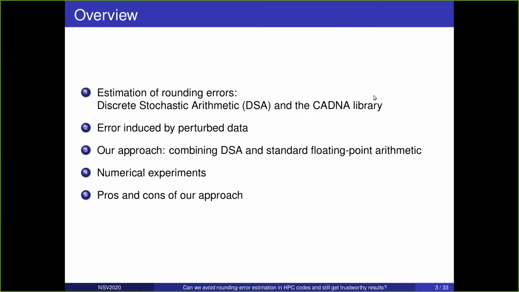So first I will present approaches for estimating rounding errors, and in particular, discrete stochastic arithmetic and the CADNA library that implements it. Then I will show the error induced by perturbed data. I will present our approach, which consists in combining DSA and standard floating point arithmetic. I will present numerical experiments that cover two aspects, the accuracy and the performance. And then I will discuss the advantages and the disadvantages of our approach.